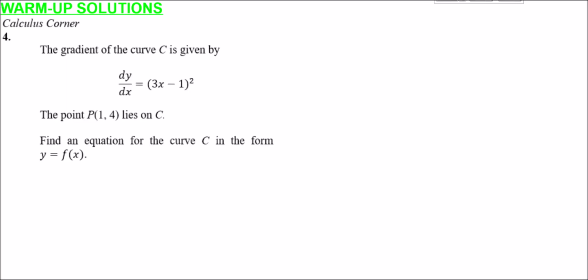Finally now for the warm-up, question 4, Calculus Corner. We're given the gradient of a curve, we're given the gradient function here, dy by dx, and we're also told here that the point (1, 4) lies on the curve. We need to now find an equation for the curve C in the form y equals f(x). So what I'm going to suggest we do first of all is expand this out.